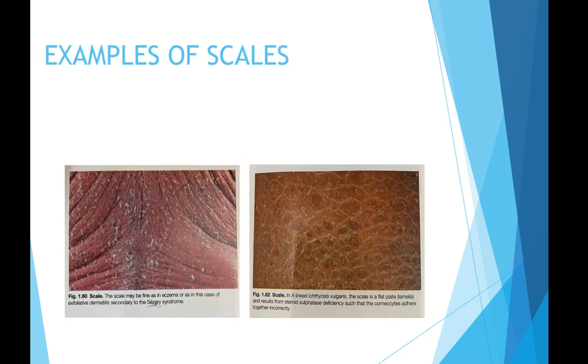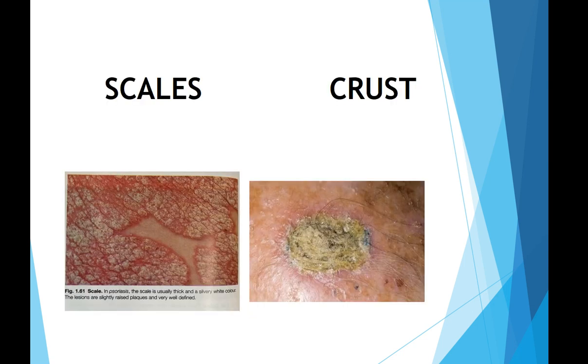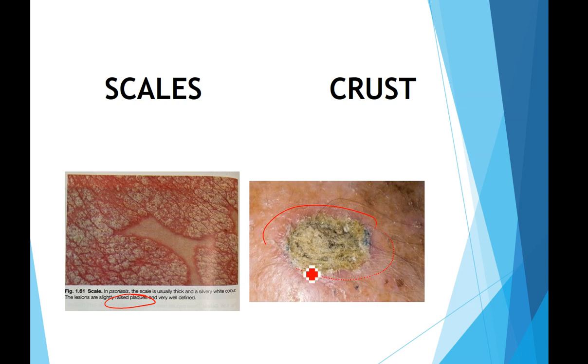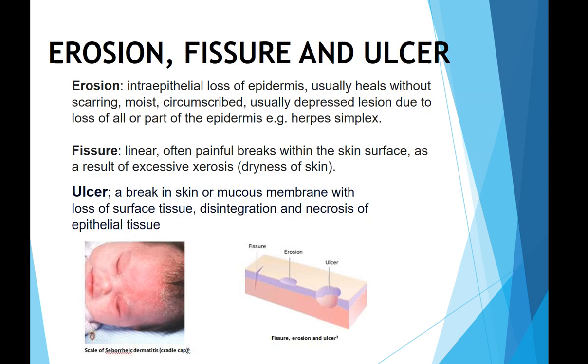Now this is another example of a scale. You can see that prominent scaling is seen. These are the dead keratinized cells, and over here you can see that these white structures are the scales. Now over here, these are the silvery white colored scales that are seen in a psoriasis patient over a plaque, right? And this is a crust. This is because the primary condition has resolved and the exudate has accumulated over the epidermis, right?